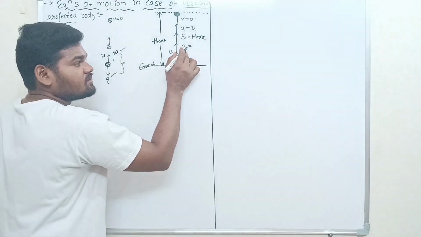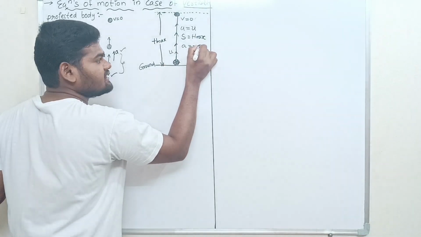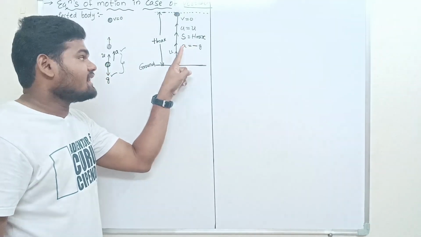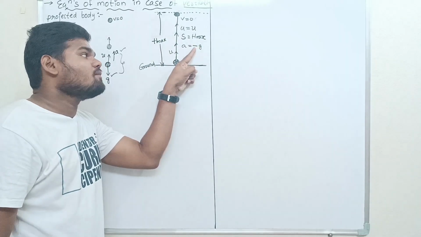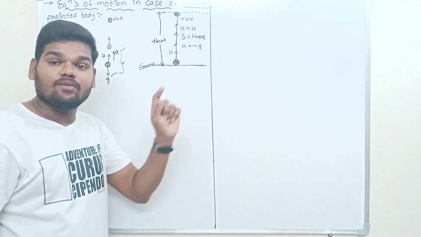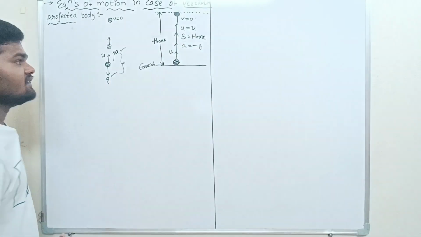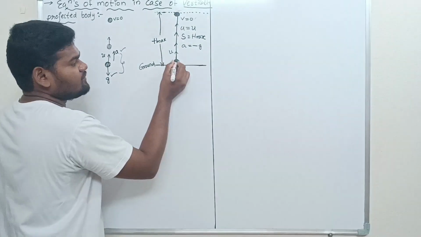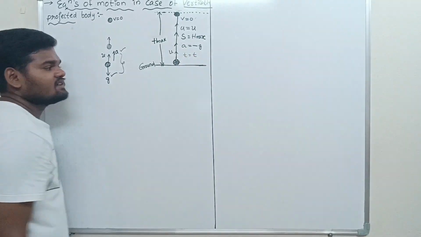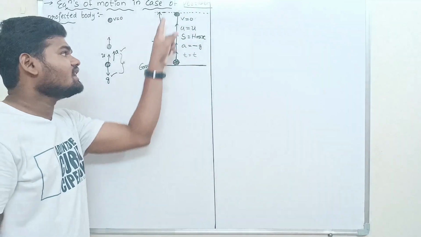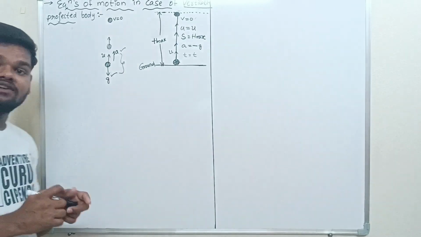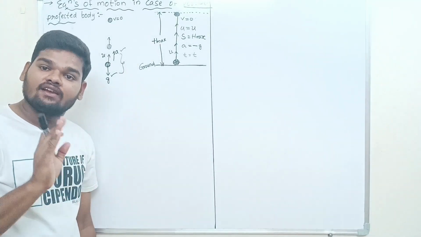For acceleration due to gravity, a is equal to minus g, where minus g represents that the acceleration of the object is opposite to the acceleration due to gravity. And considering the time taken by the object to reach the maximum height, let us say t. So these are the required physical quantities to solve the equations of motion. Any doubt?